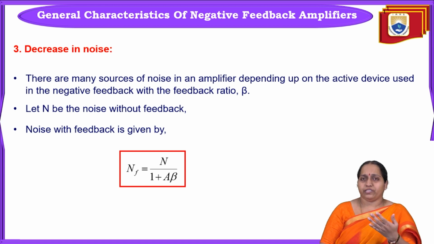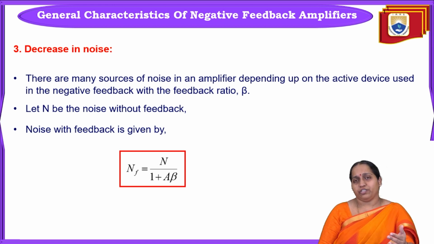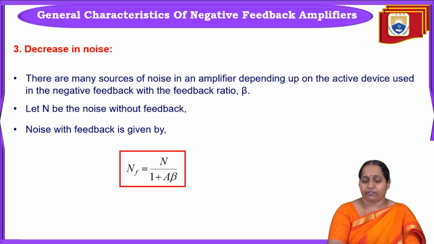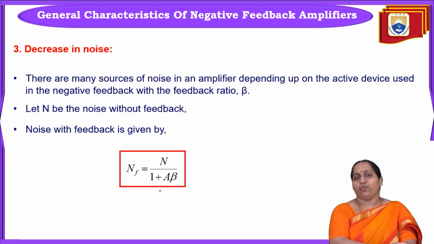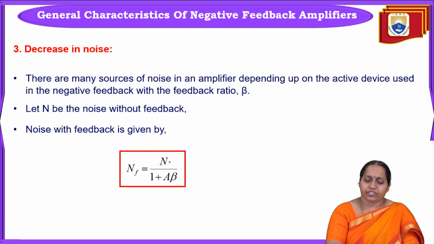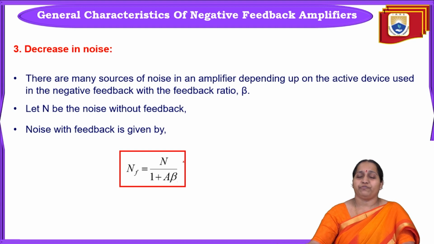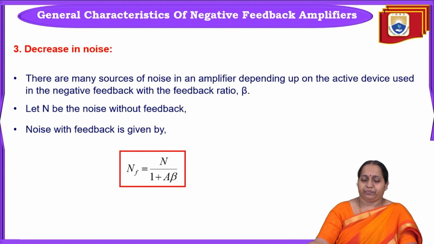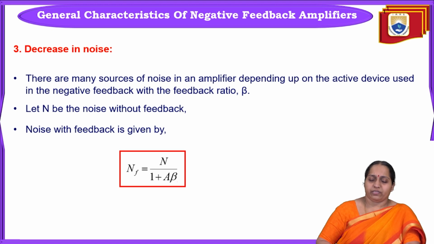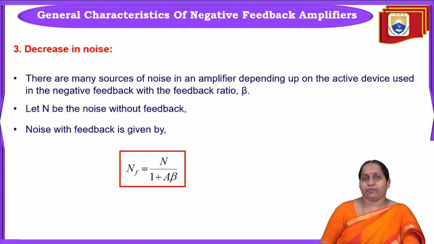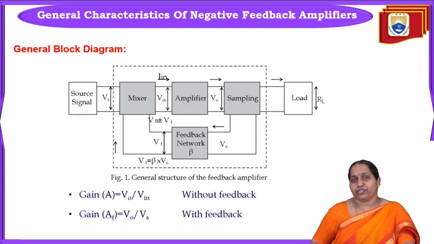Just as we have seen the equation for distortion with feedback, you have a similar equation for noise with feedback. NF is equal to N by 1 plus A beta. Here N is nothing but noise without feedback. So noise with feedback is given by N by 1 plus A beta. That is, it is reduced by a factor of 1 plus A beta. Same as in the case of distortion, here noise with feedback is also less than the noise without feedback. With negative feedback, noise will be reduced.